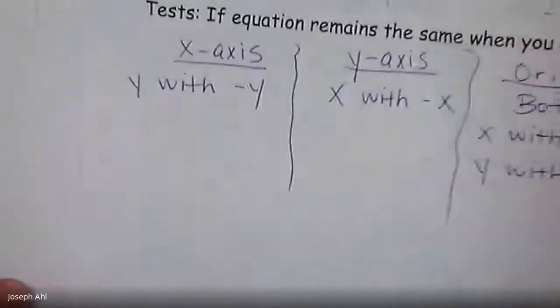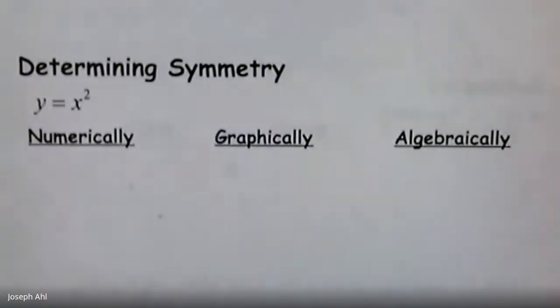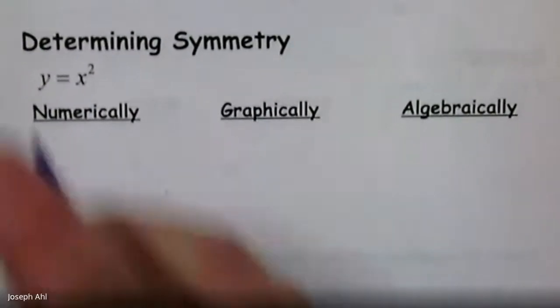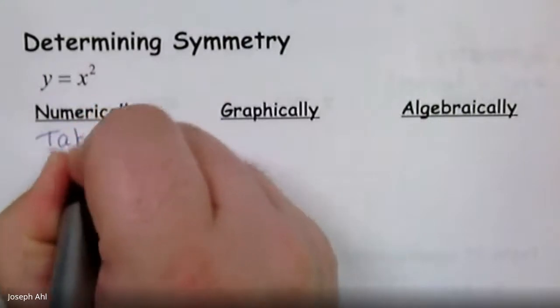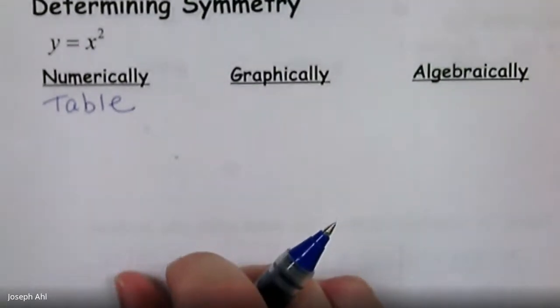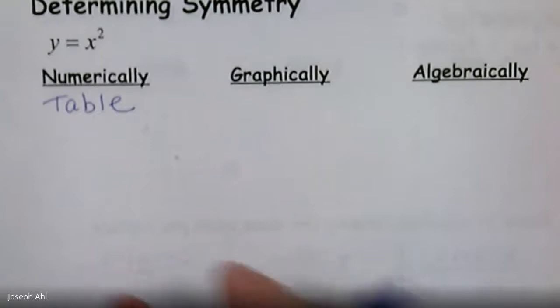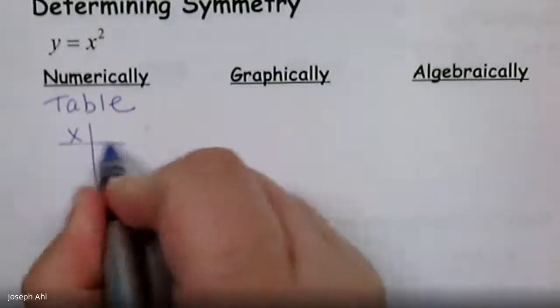So let's jump right into this. There are three ways that we're going to determine symmetry. We've got numerical ways, graphical ways, and then algebraic ways of doing this. The numerical way that we're going to look at this is by using a table of values. So what we want to do in our table is pick some positive values of x and the corresponding negative values of x and see what those y values are.